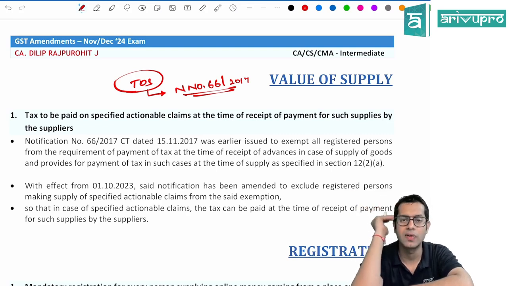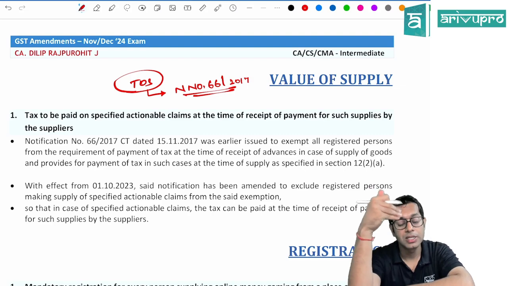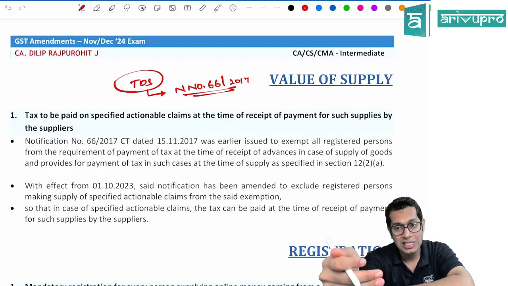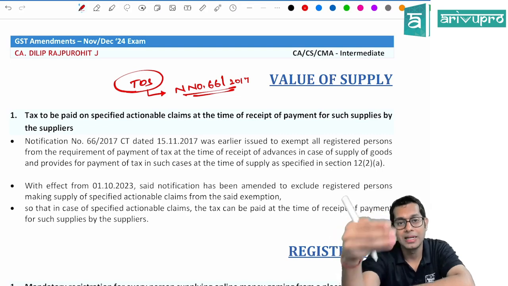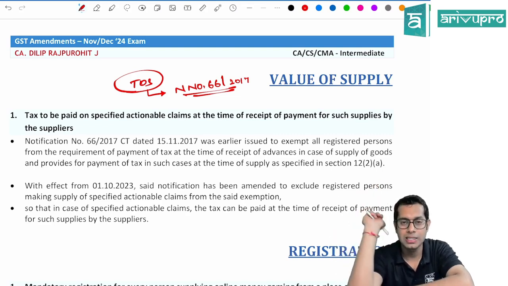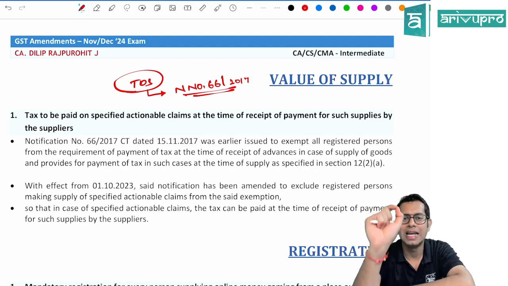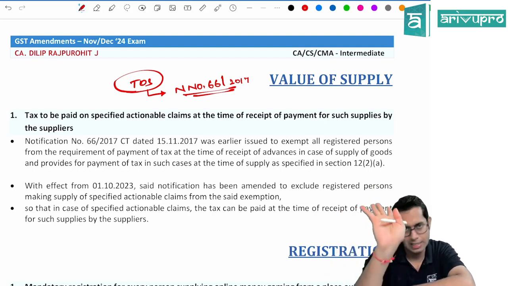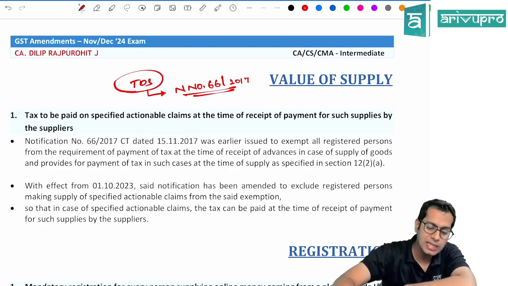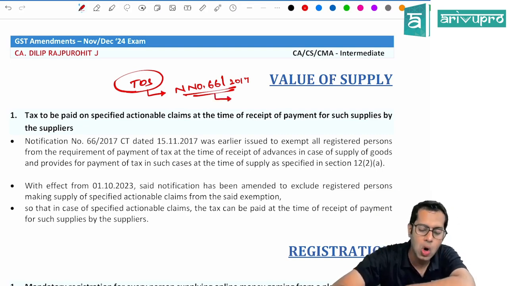Notification number 66/2017 says, if you receive any money before making the supply, the date of receipt of that money will not be taken as time of supply. In simple words, date of payment is not treated as time of supply. Okay. Now they say this notification is applicable for all this.